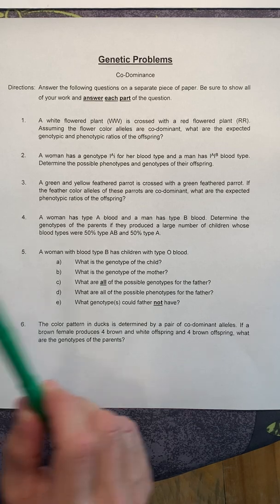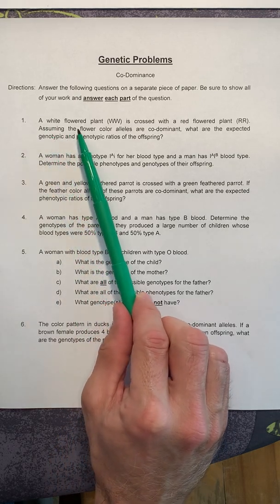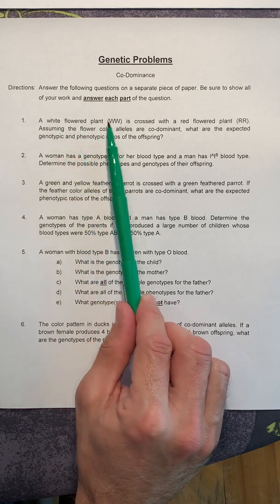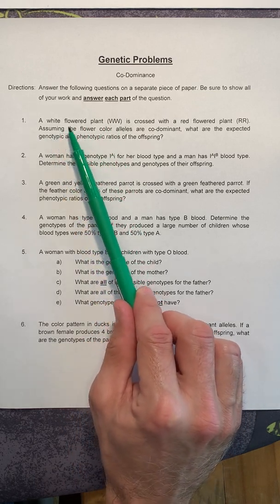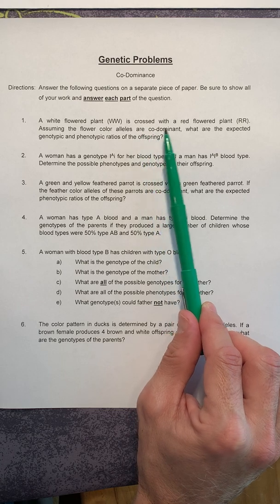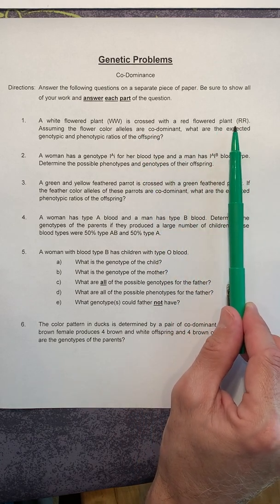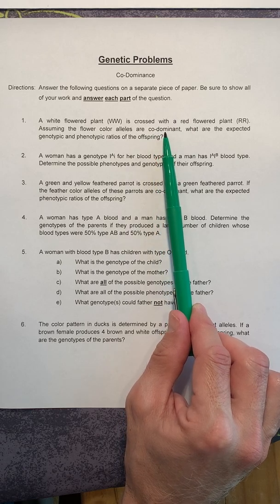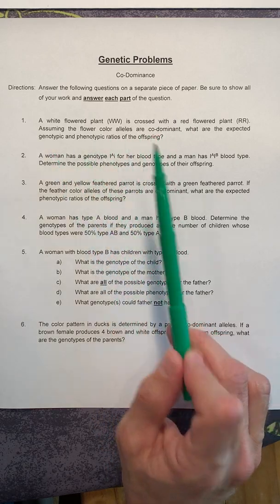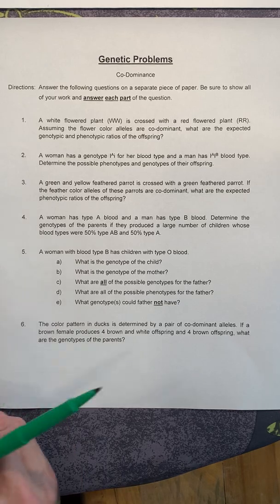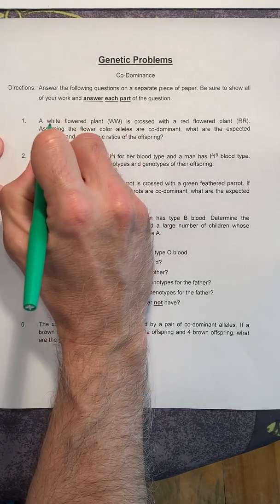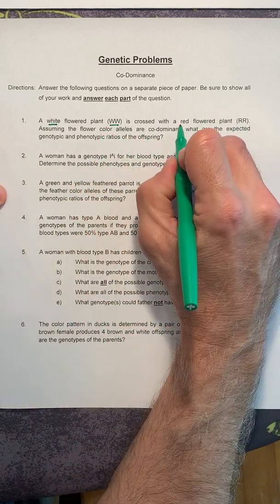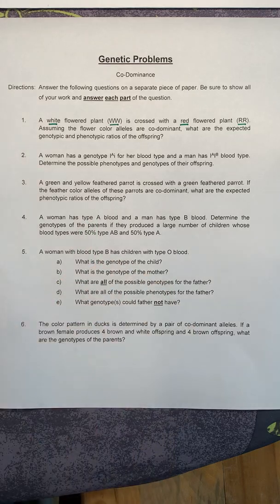So let's see what we have. It says, a white flowered plant, big W, big W. So they gave us the phenotype and the genotype. A white flowered plant is crossed with a red flowered plant, big R, big R. Assuming the flower color alleles are codominant, what are the expected genotypic and phenotypic ratios of the offspring? Got it. So what do we know? We know that we have a white flowered big W plant crossed with a red flowered big R plant.